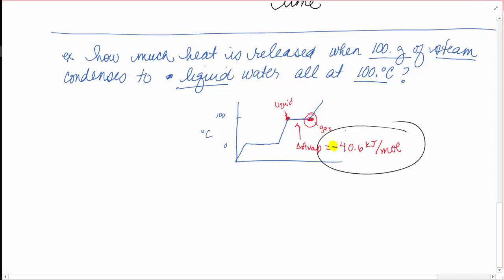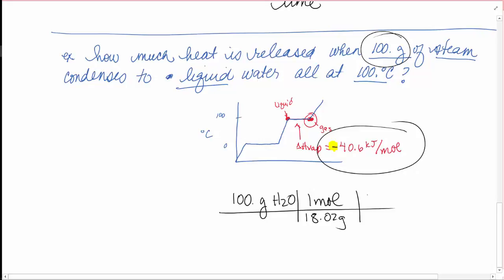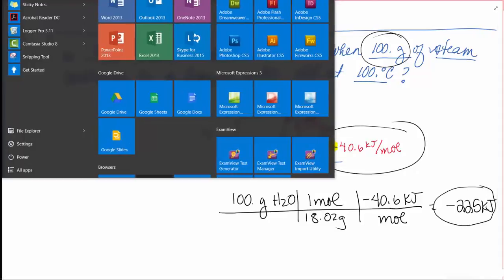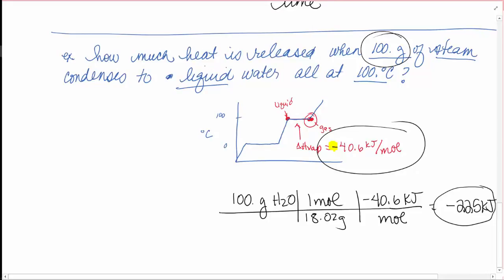Well, that's my conversion from kilojoules to moles, moles to kilojoules, and I have 100 grams. So just like before, I'm going to take my 100 grams of water and convert it to moles, 18.02 grams in a mole, and I've got negative 40.6 kilojoules given off for every mole. So when I plunk it into my calculator, I get negative 225 kilojoules. So that's my answer. I end up having 225 kilojoules given off when that happens.